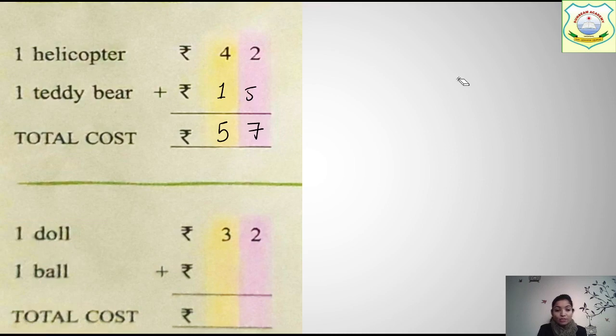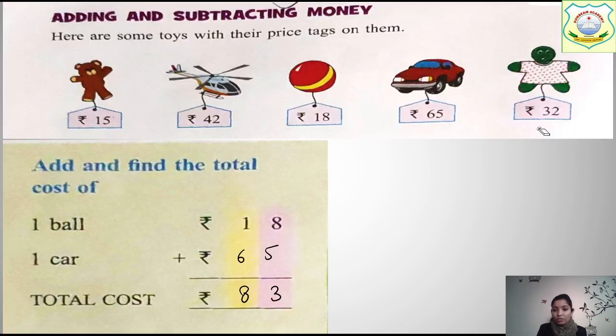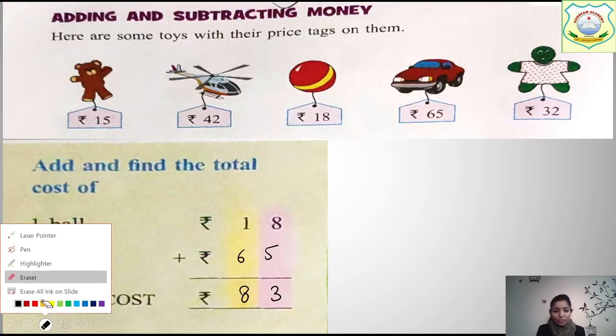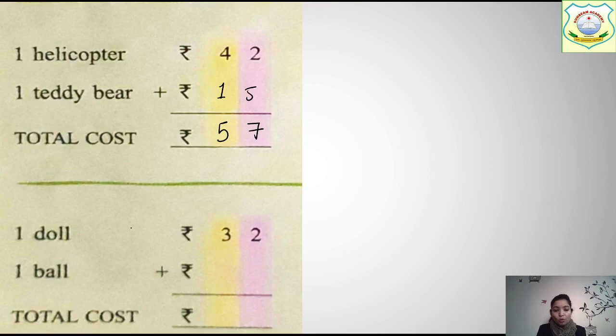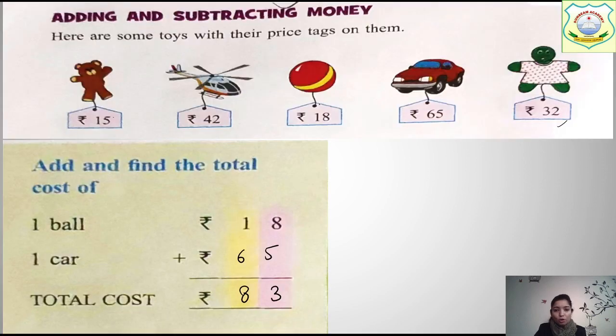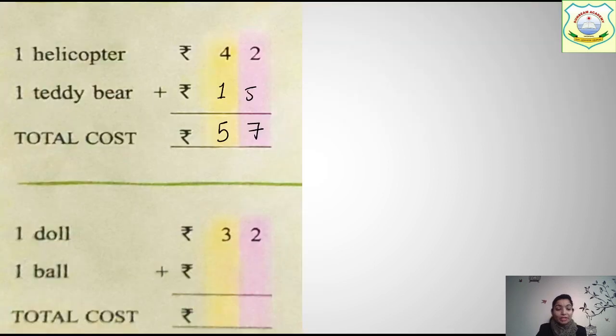Now see, first is doll. You can see doll is of 32 rupees. Yes, it is already here. You can see 32 rupees is of doll. Next is a ball. What is the cost of a ball? Ball is of rupees 18. Right? So one ball is equal to 18 rupees.